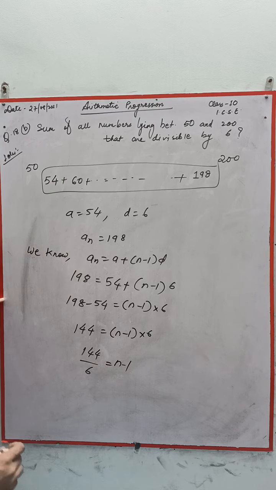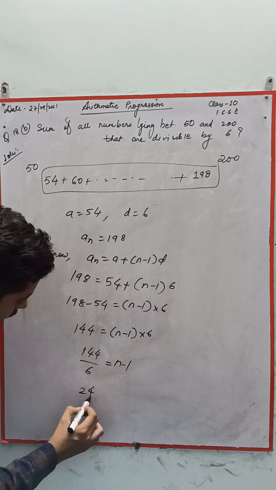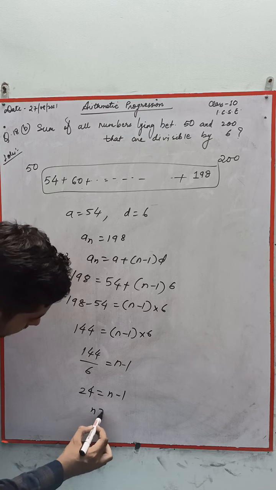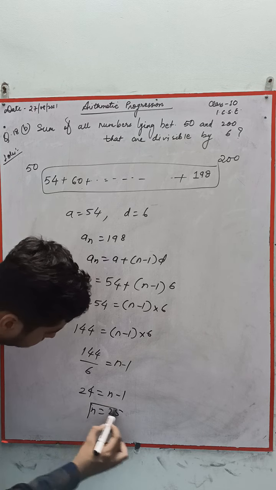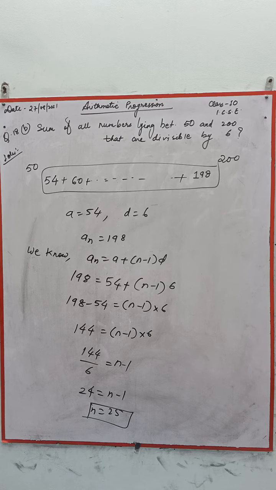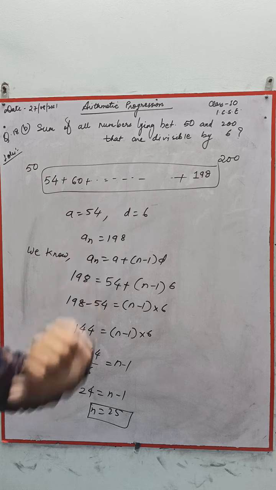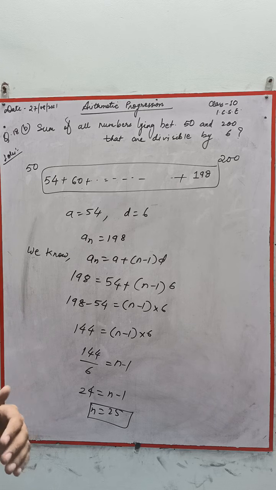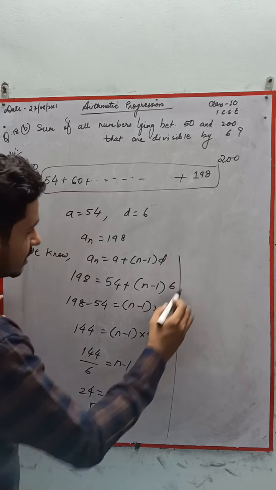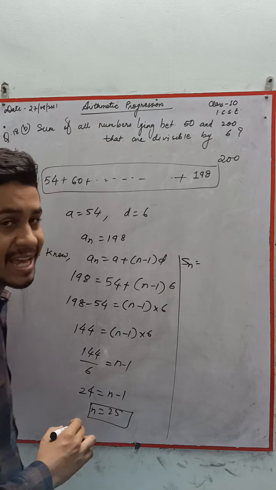Okay, this is 24. N minus 1, n is equal to 25. So n is 25. So there are 25 numbers which are divisible by 6 and are lying between 50 and 200. With the help of this n, we will easily find Sn.